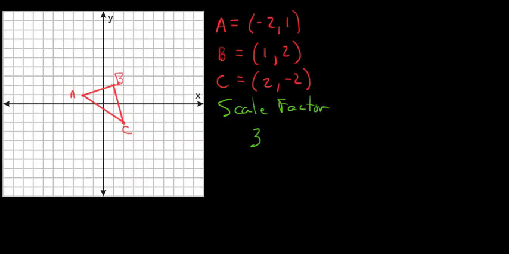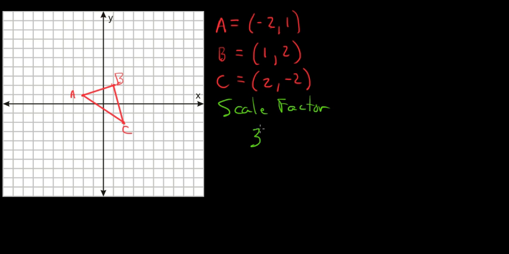This is Chapter 8, Section 1. And we're going to construct a dilation on the coordinate plane given a scale factor. So here you can see we got 3 points, 3 vertices, A, B, and C. A is at -2 and 1. B is at 1 and 2. And C is at 2 and -2.